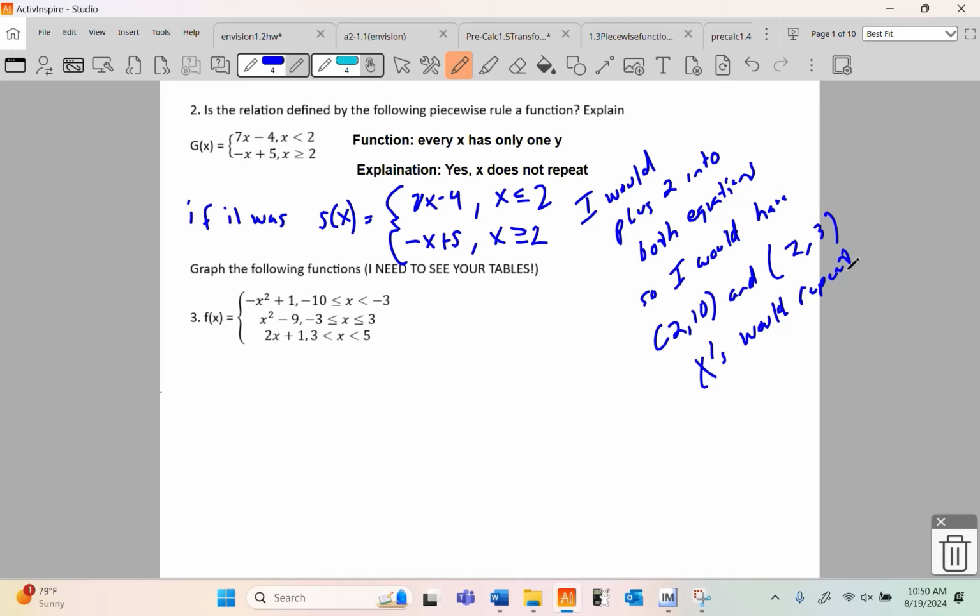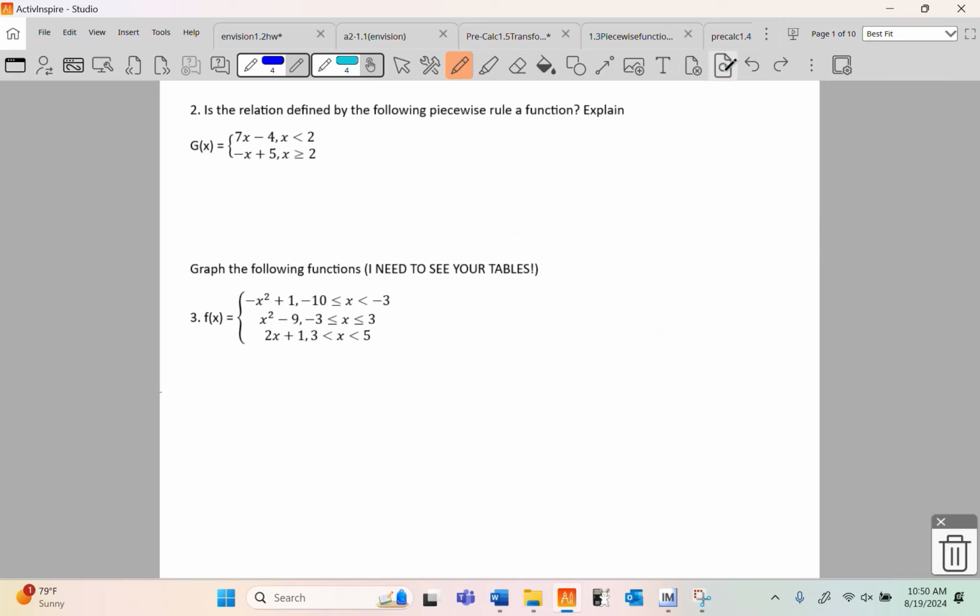Number 3 is graphing, and it says I need to see your tables, and you're supposed to know your parent functions by now. That's what this is really about: do you know what the parent function looks like? This is an upside down U. That's a U. And this is a line, right? So tables come into play. I'm going to make some tables here.